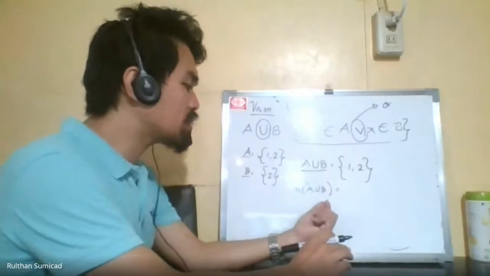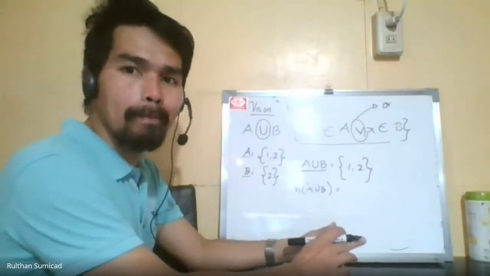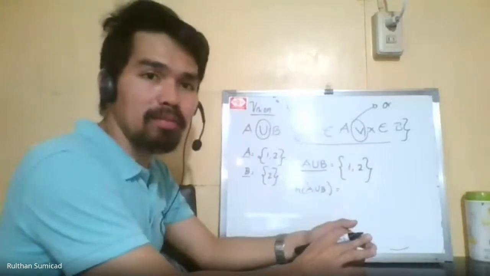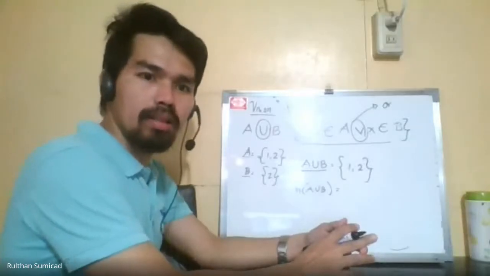Anyone who can give me an answer of N of A union B? If this is not, for example, the union. Two, sir, two. Who is that?